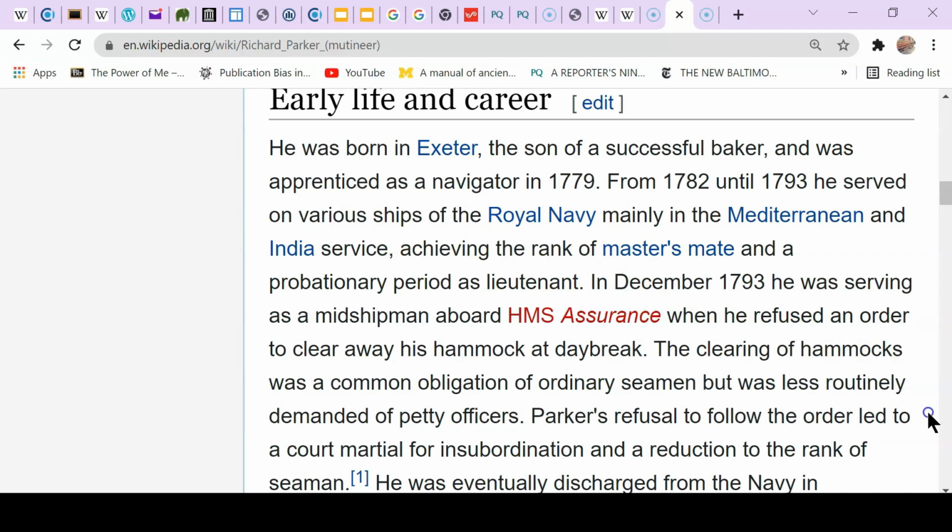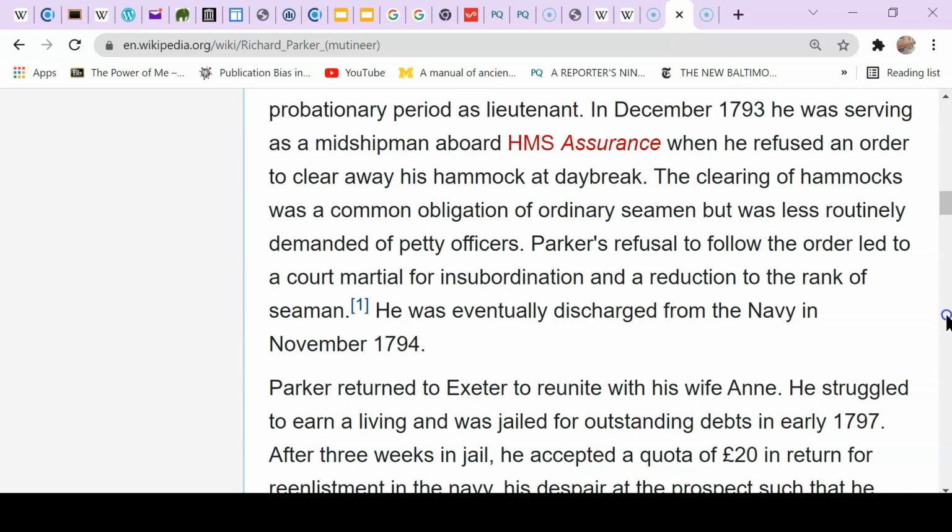But in December of 1793, he was serving as a midshipman aboard another vessel here, aboard the HMS Assurance, when he refuses an order to clear away his hammock at daybreak. Parker's refusal to follow the order led to a court-martial for insubordination and a reduction to the rank of seaman. It's just impossible to do without laughing. I tried. He was eventually discharged from the Navy in November 1794. So discharged after a court-martial. So this has to be a dishonorable discharge, or whatever the royal equivalent of that is, right?